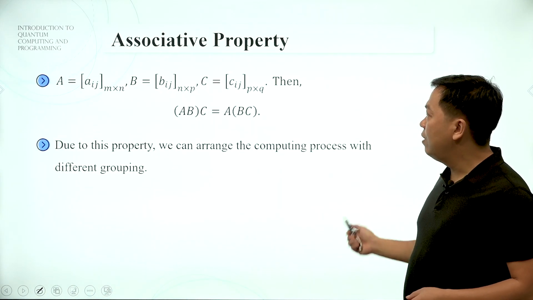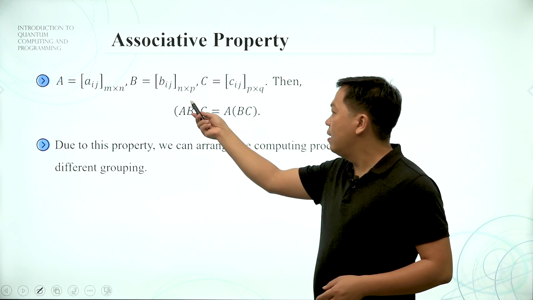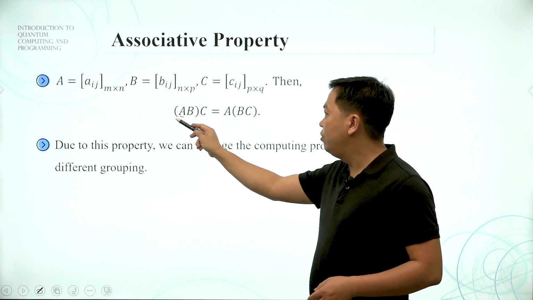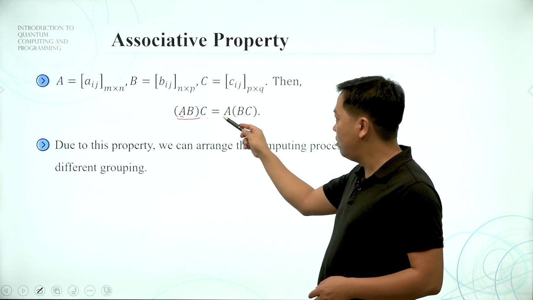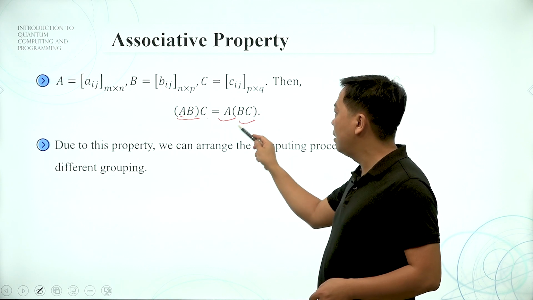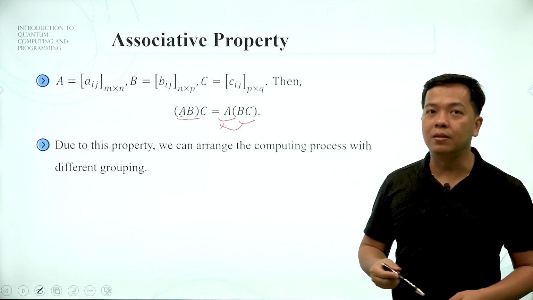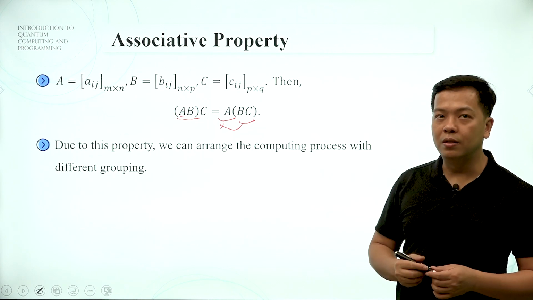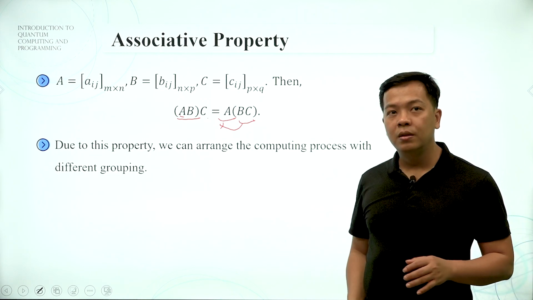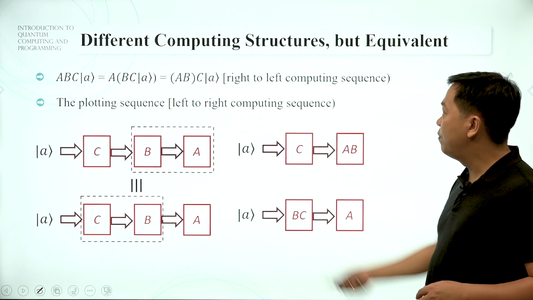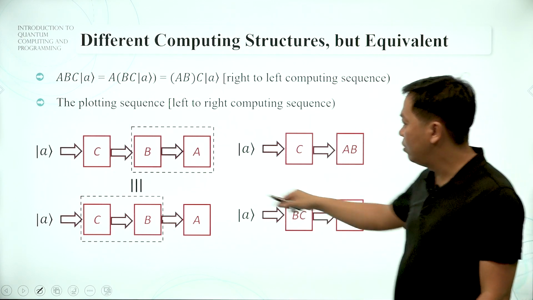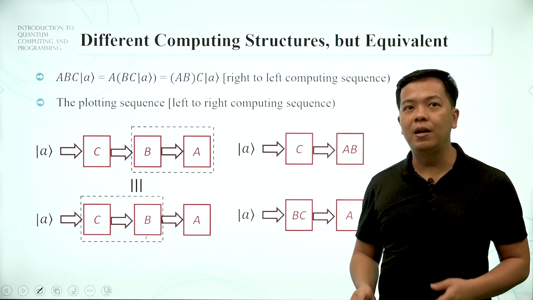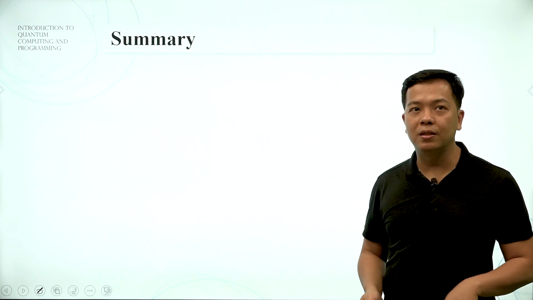And about associativity, it actually doesn't matter how you compute A, B, C. If you do AB first and C later, it's equal to doing BC first and A later. The order of computing is not important. We can have a different computing structure, you can do this first or this later, it doesn't matter, it has the same value. It's similar to the previous lesson.